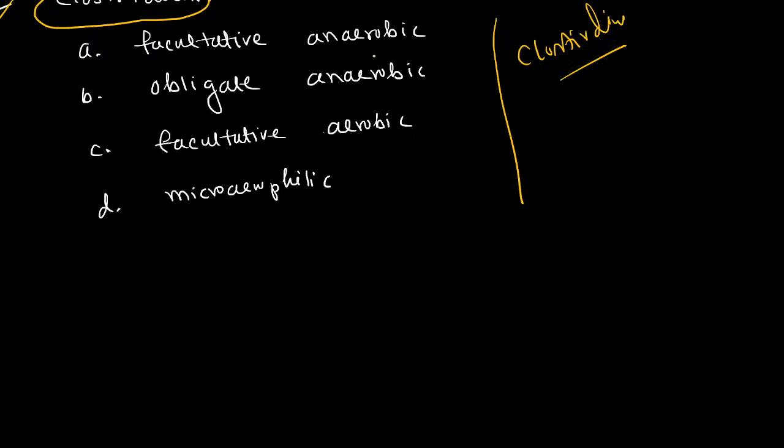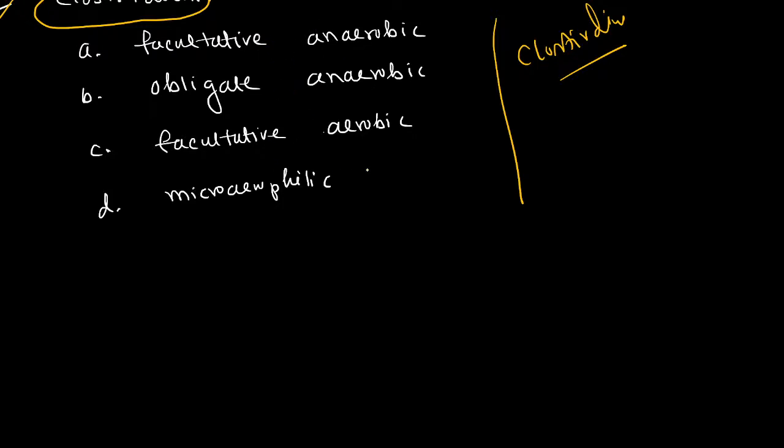Clostridium is a facultative anaerobic, obligate anaerobic, facultative aerobic, and microaerophilic. Okay, Clostridium is an obligate aerobic, obligate anaerobic, microaerophilic, or facultative anaerobic. Do it. Clostridium is a facultative anaerobic, obligate anaerobic.